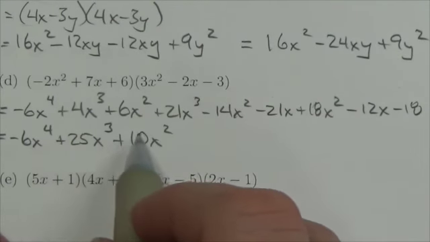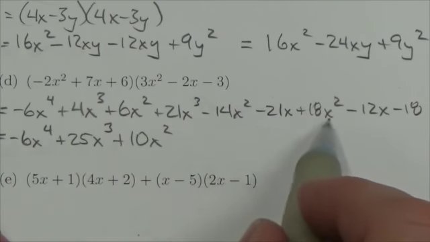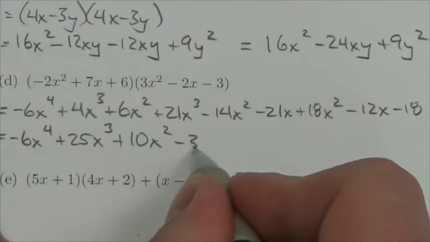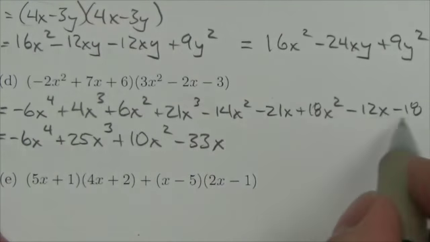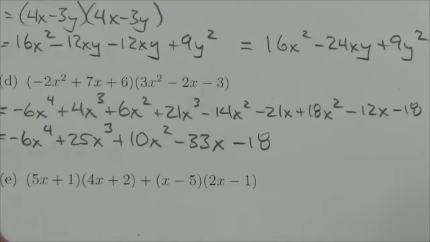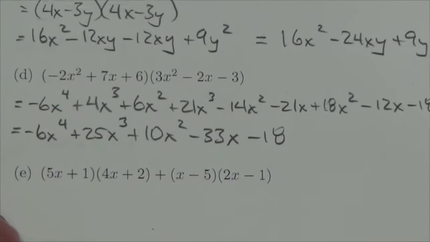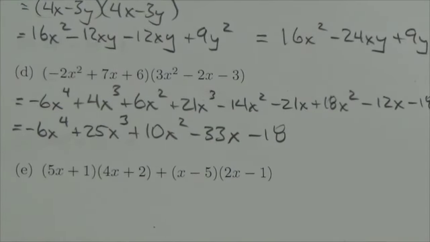Now I'm looking for just x terms. Well, there's a negative 21 and a negative 12, so that's going to be negative 33x. And finally, there's nothing to group together with the constants, so I just leave it as negative 18. So there we go. There's our answer.